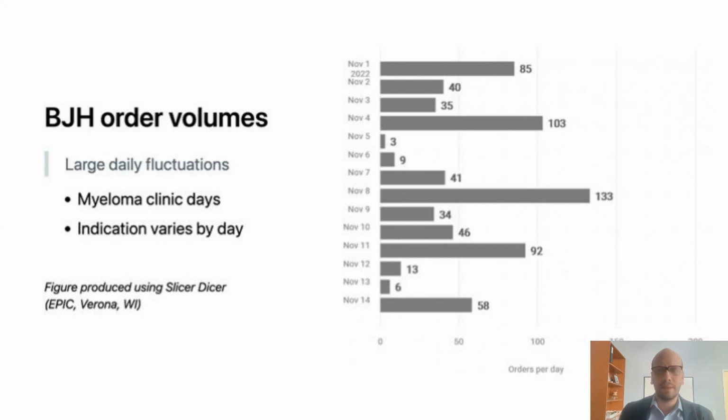One challenge we face is that our order volumes fluctuate dramatically from day to day. And this is really driven by the fact that we have a large myeloma clinic that sees patients twice a week. So here I'm just plotting the volume per day for a couple weeks in November 2022. And what you can see is that on the weekends, we might get 3 or 9 orders, while on those myeloma clinic days, we can receive well over 100 orders to process. And it can be very challenging to keep up with that level of volume.